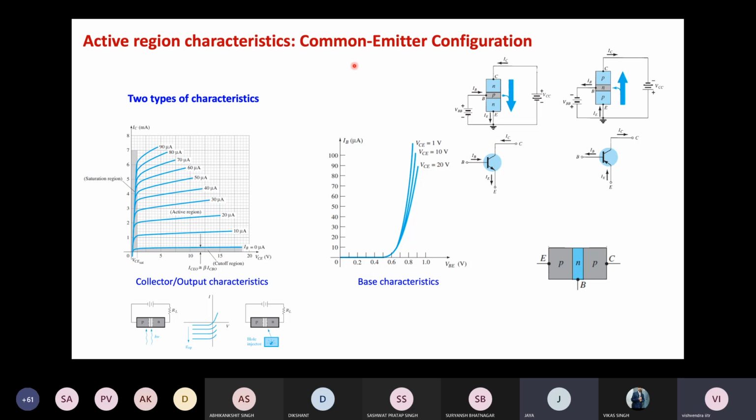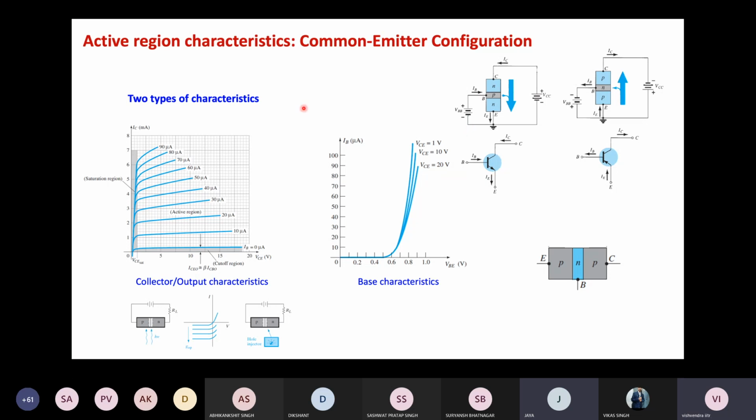There can be common base configuration as well and common collector configuration as well, but we will not discuss them here because we do not have much time. In fact, we do not have any time left. These are just extra classes. Compensatory classes, I would say. I could not take some of the classes in between.